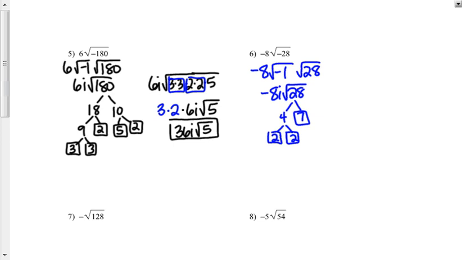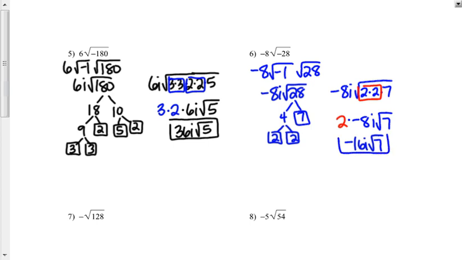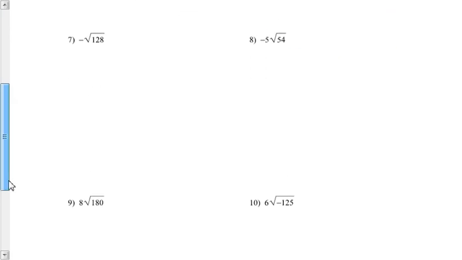So rewriting my answer, I have negative 8i square root 2 times 2 times 7. Looking for pairs, I have a pair of 2s. So I have a 2 out in front that I bring in front of the radical, times the negative 8i that was already there. And this is negative 16i square root 7.